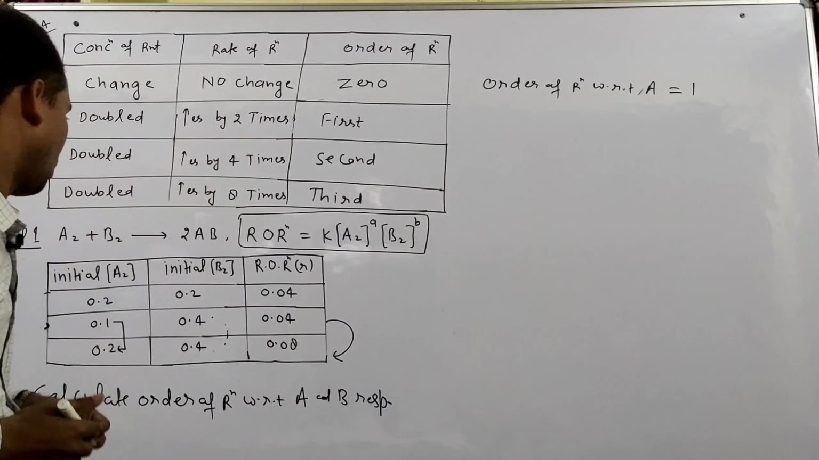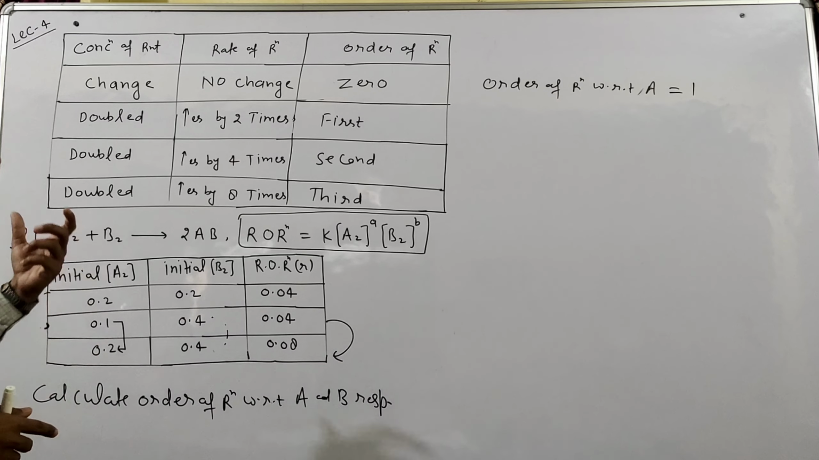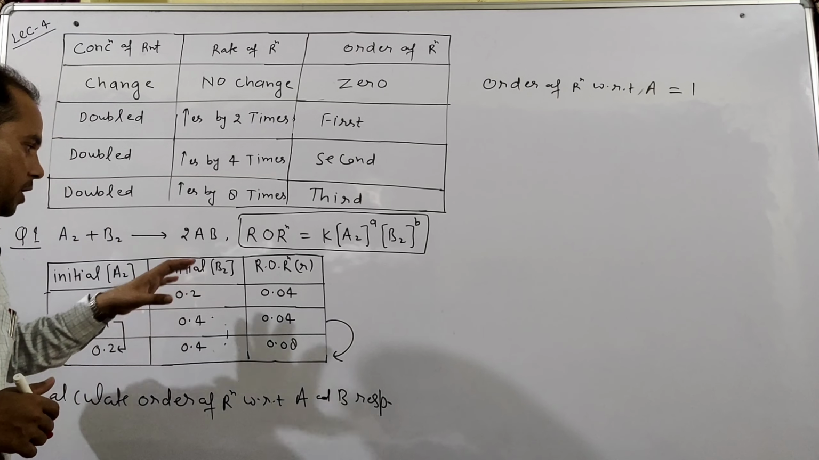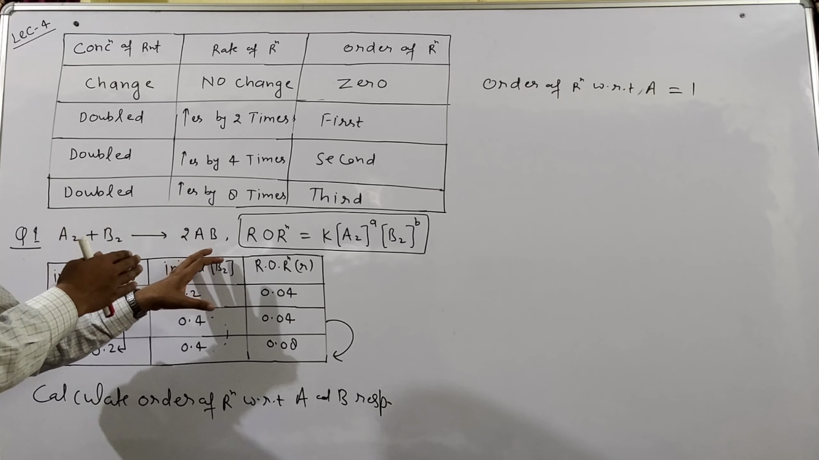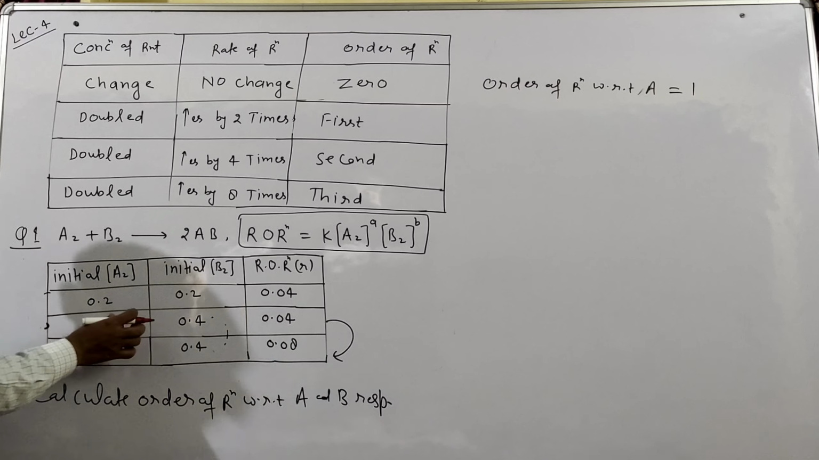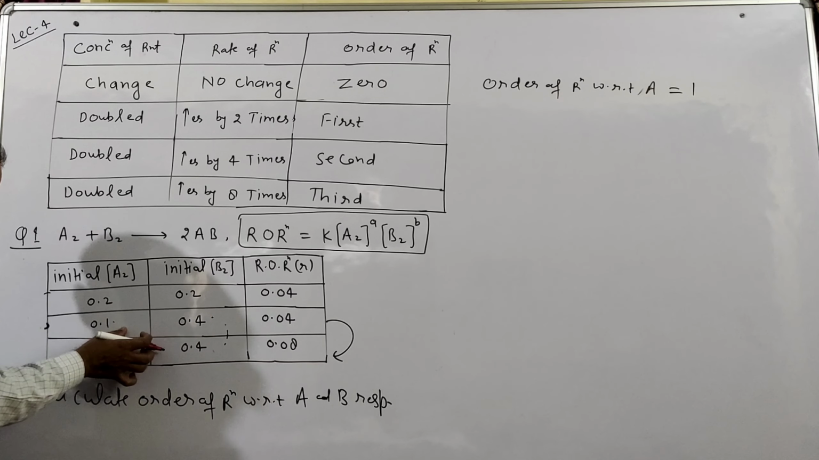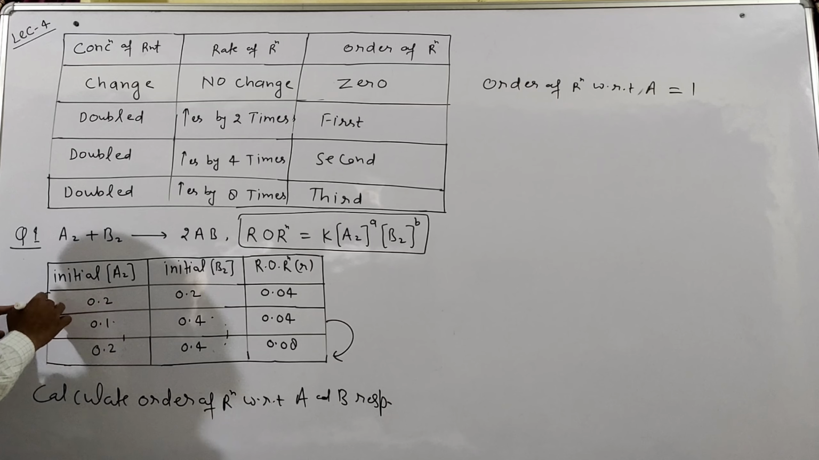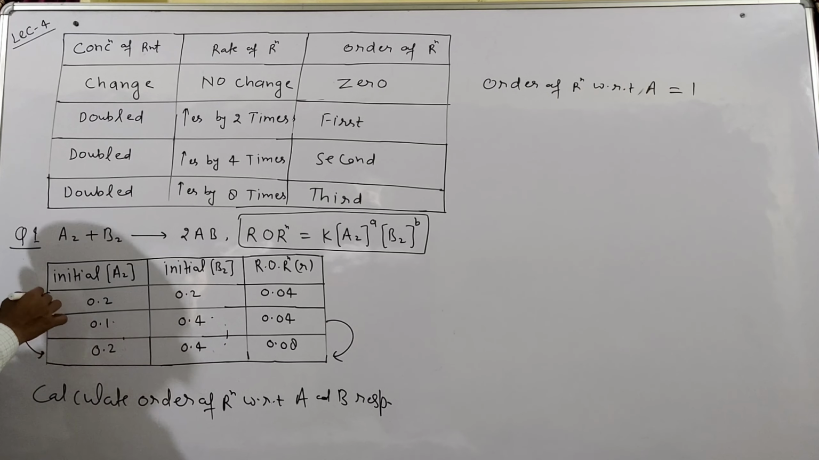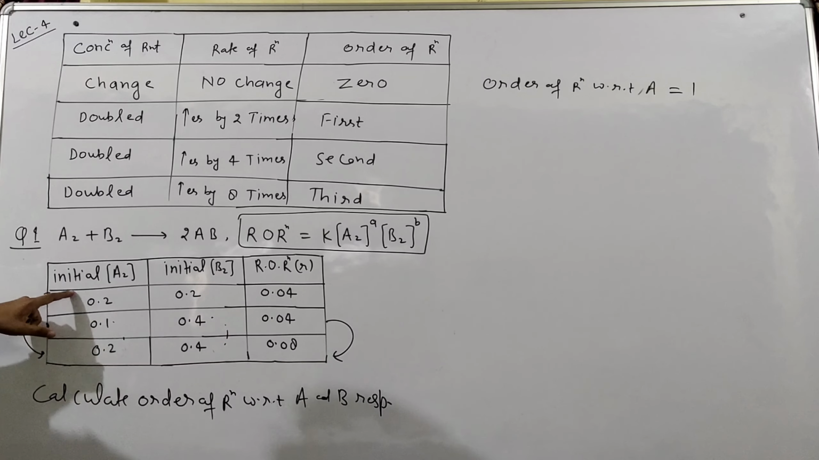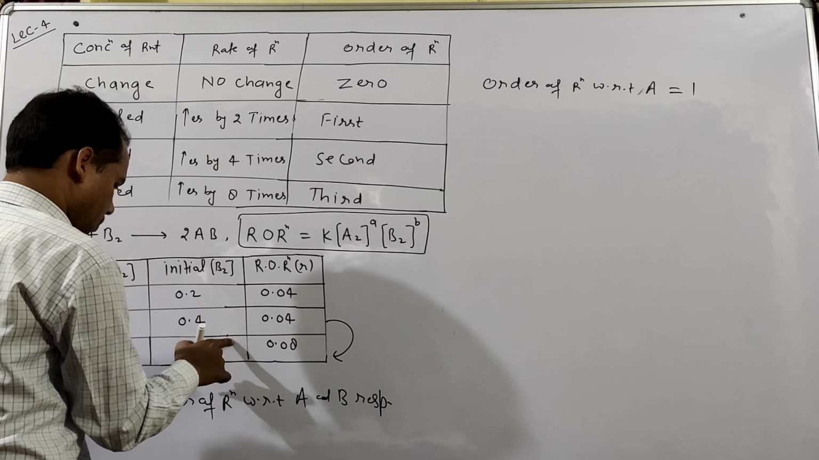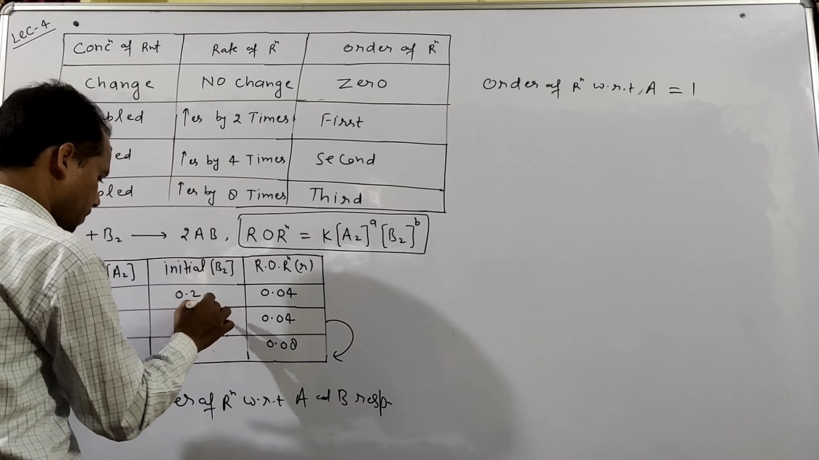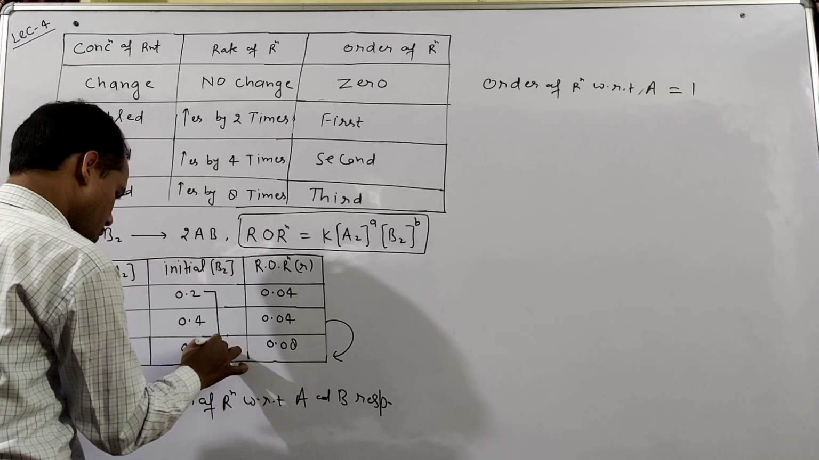Okay, now we want to calculate the order of reaction with respect to B. So it means except B, the concentration of the other reactant should be constant. So which concentration is constant? Let's take here, this one is constant. Which one? This and this, the first and third observation. In the first and third observation, these two concentrations are constant, 0.2, 0.2. But we have to take here, because we are calculating the order of reaction with respect to B, 0.2 to 0.4.